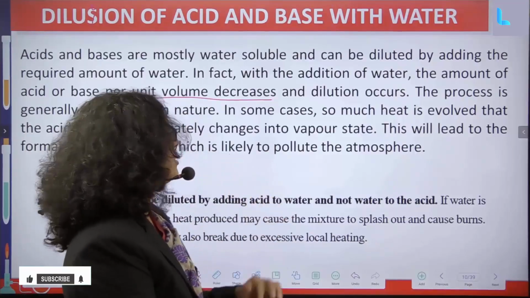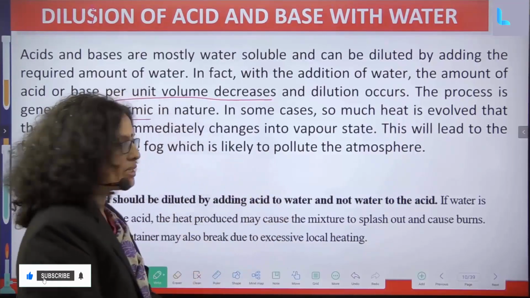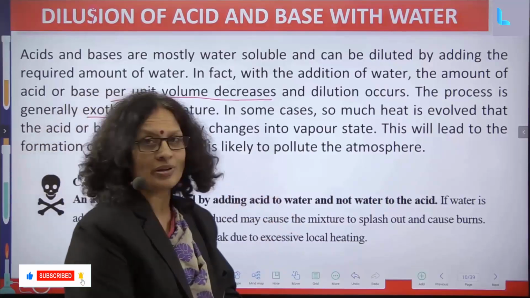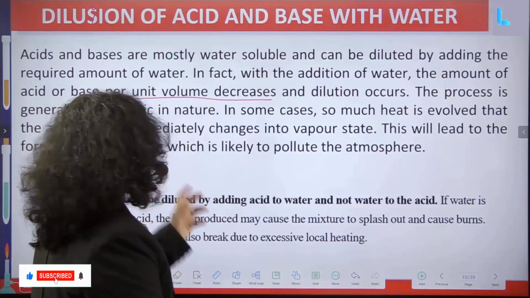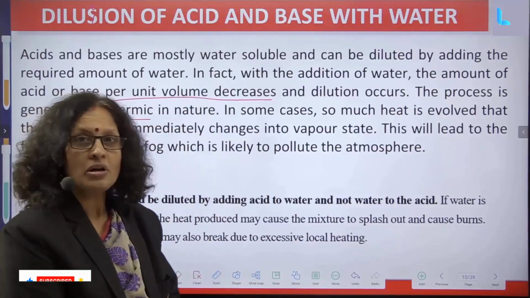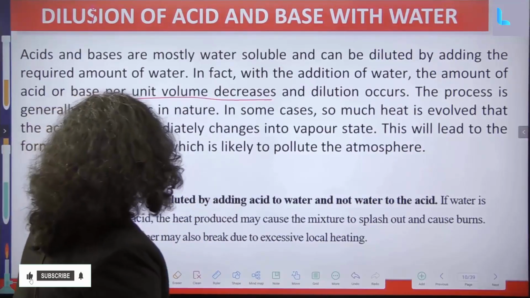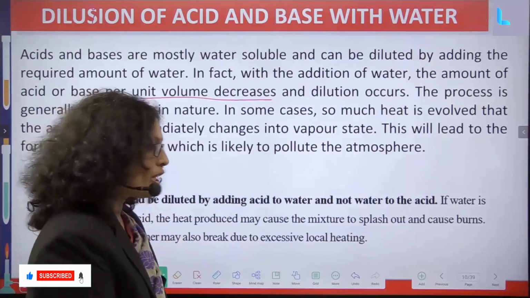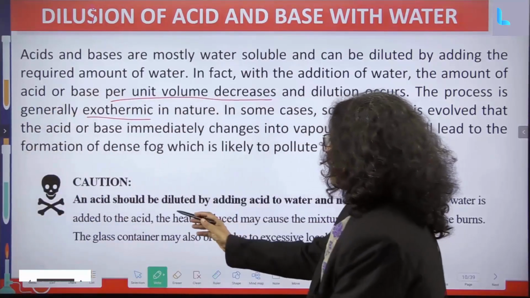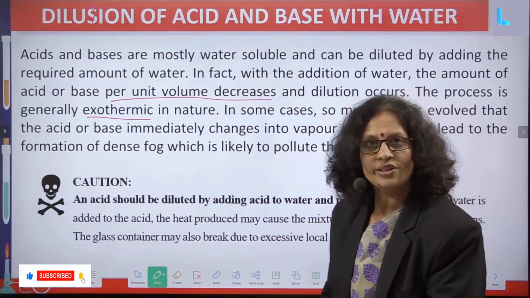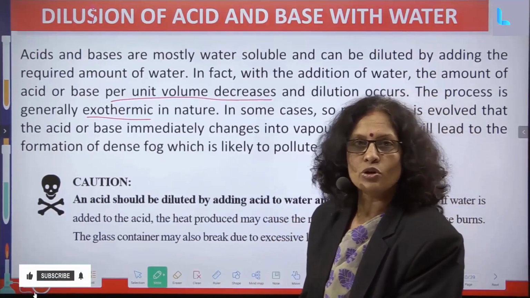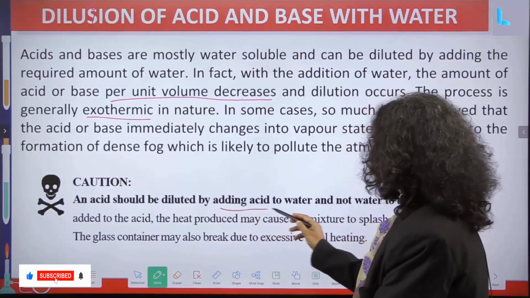In some cases, so much heat is evolved that the acid or base immediately changes into vapor state. This will lead to the formation of dense fog, which is likely to pollute the atmosphere. So now what are the cautions we should follow? An acid should be diluted by adding acid to water. We have already discussed this. Once again we will talk about this, adding acid to water.